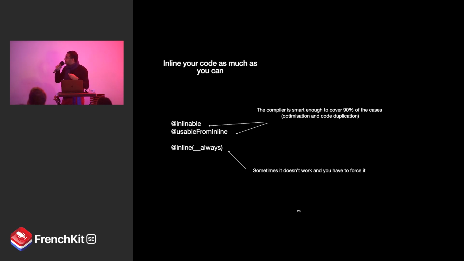And I recommend you to use inlineable and usable from inline, because the compiler is smart enough to cover 90% of the cases. However, you have to use inline always for the remaining 10%, and you have to use tools like Opera to verify if the job has been done.